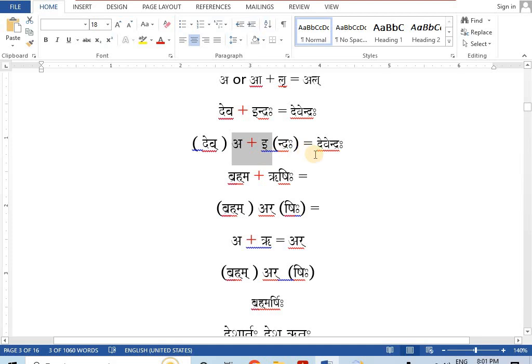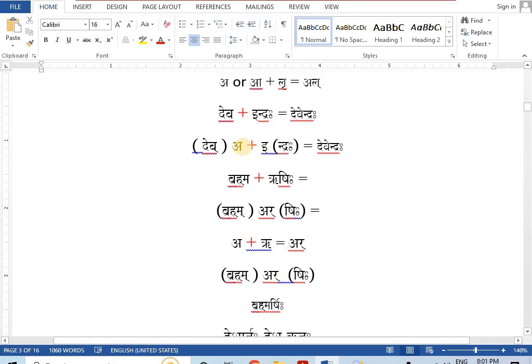So Deva plus Indra gives Devendra. In fact, if I is there, no problem. A plus I also will be A, because the rule is that it should be A or A at the end of the previous word. Okay, so Adguna should be applied.